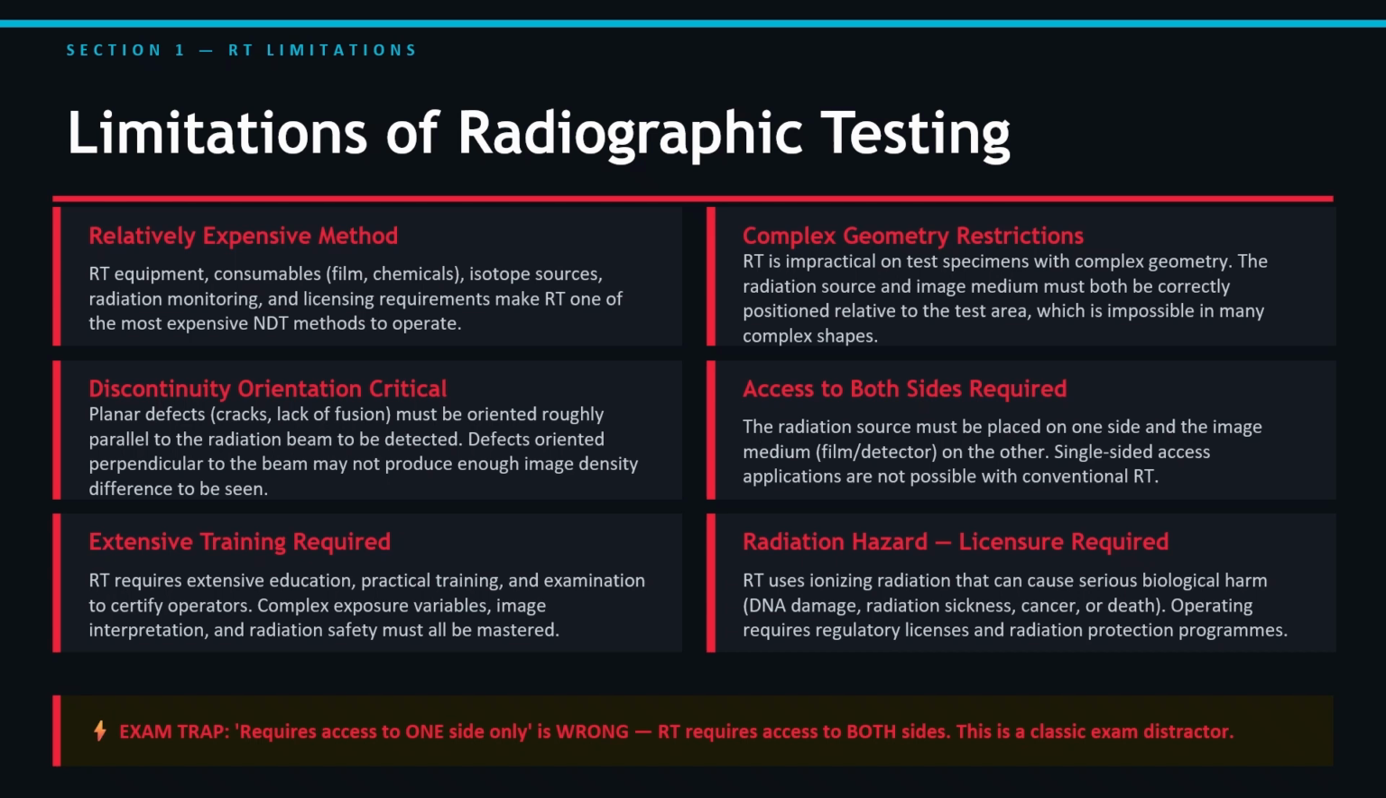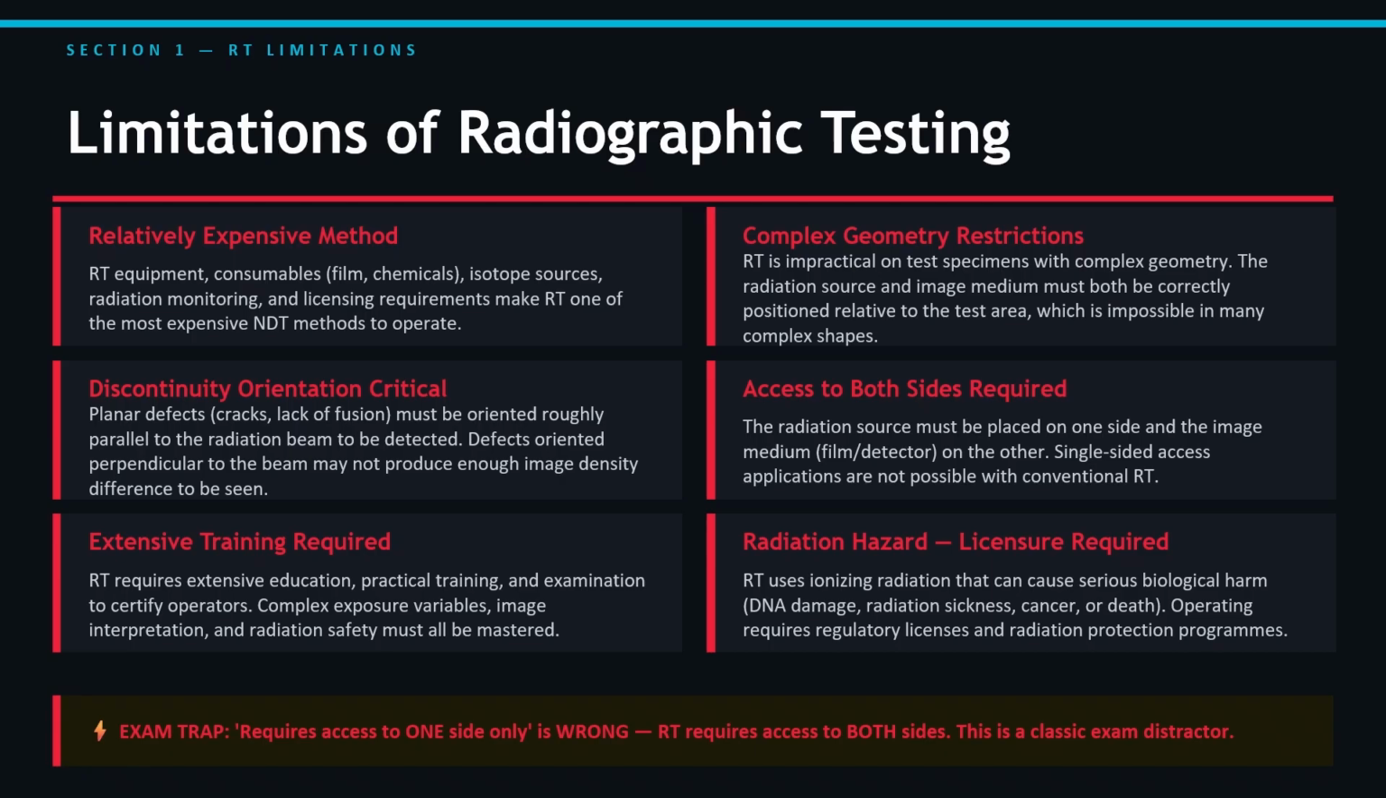Orientation is particularly important for planar discontinuities. A crack or lack of fusion does not automatically become visible just because it exists. Its orientation relative to the radiation beam determines the amount of contrast it creates. This is one of the most important principles in radiographic interpretation. Radiographic visibility depends on geometry.